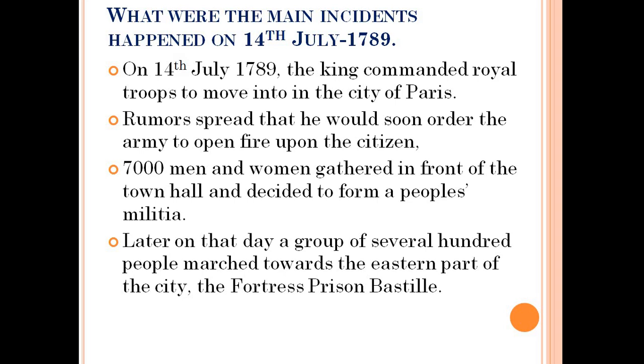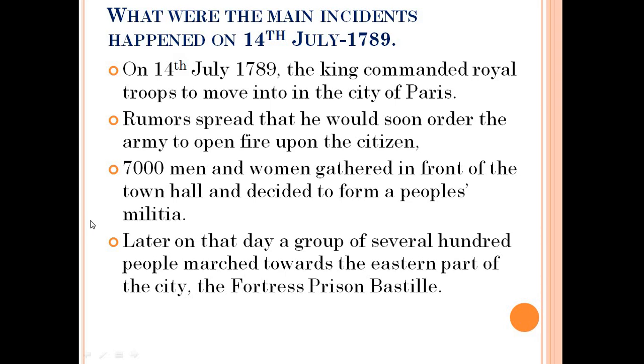For example, the increase of taxes and forced labor had already angered the people towards their king and his monarchical government. So because of that rumor, 7,000 men and women gathered in front of the town hall and decided to form a people's militia.